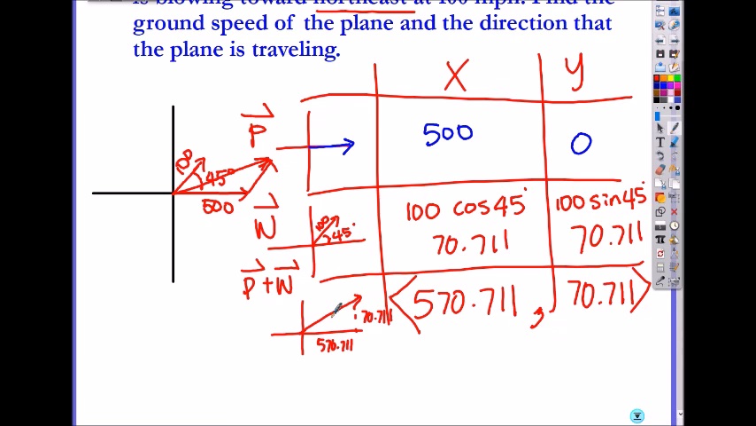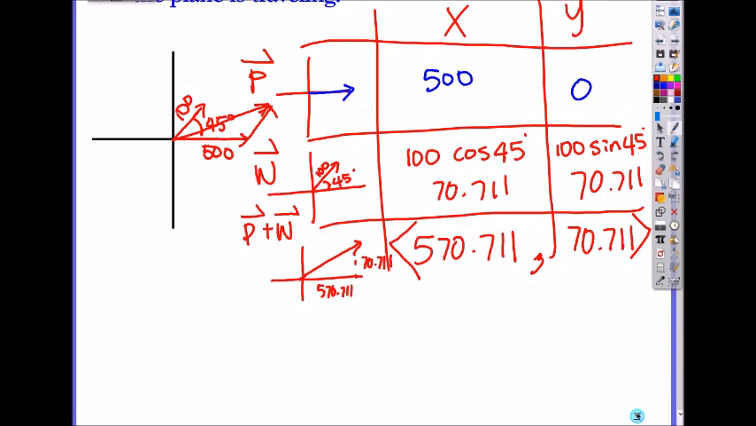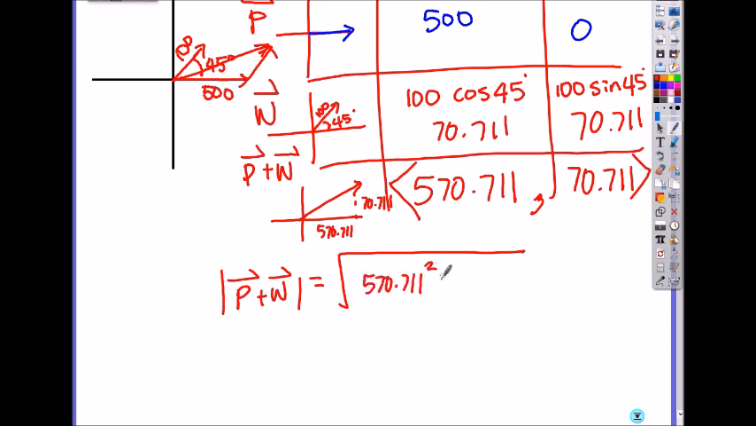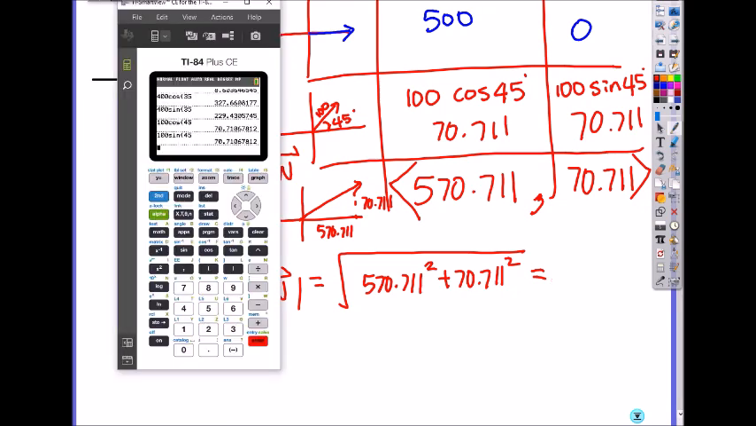Usually the magnitude is easier. Why? What do you do to find the magnitude? The magnitude of vector plane plus wind is the square root of x squared plus y squared. So 570.711 squared plus 70.711 squared, which will be, so don't try to do everything at once. Find the sum of each square.